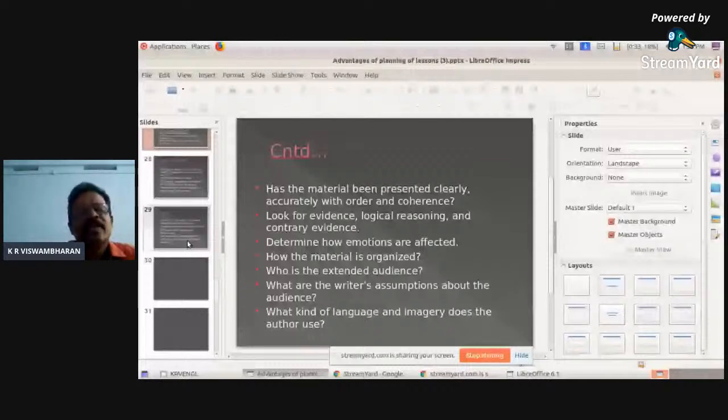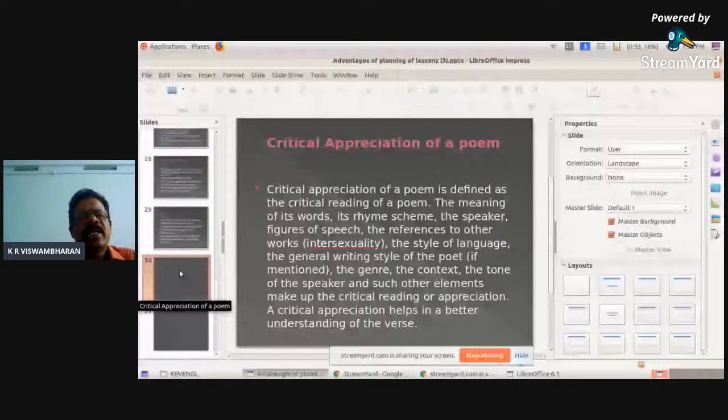Now we are coming to the critical appreciation of a poem. It can be defined as a critical reading of a poem. Critical reading of a poem: the meaning of its words, its rhyme scheme, the speaker, who is the speaker of the poem, or the narrator, figures of speech used, the reference to other works, the style of language, the general writing style of the poet, etc. We are familiar with the style of the speaker, the style of language that he uses, everything we are quite familiar. And with that, a critical appreciation leads to a better understanding of the poem.